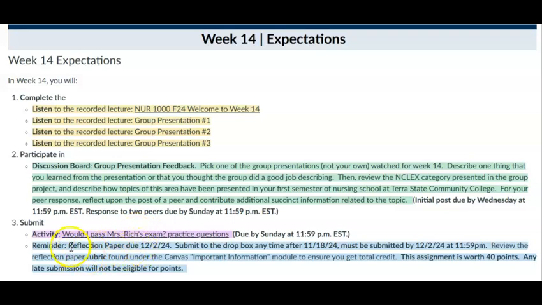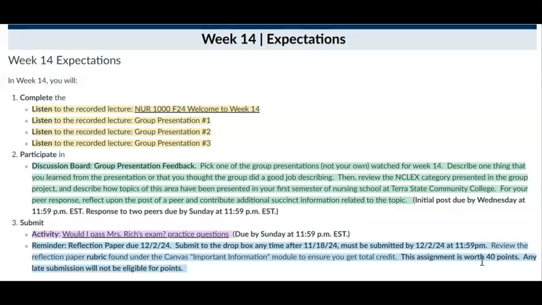Lastly, a reminder, your reflection paper is due December 2nd. The Dropbox opens up on November 18th, so you can submit your reflection paper anytime from the 18th until the 2nd at 11:59. Make sure you review the rubric found on Canvas under the Important Information module to ensure you get total credit. This assignment is worth 40 points.